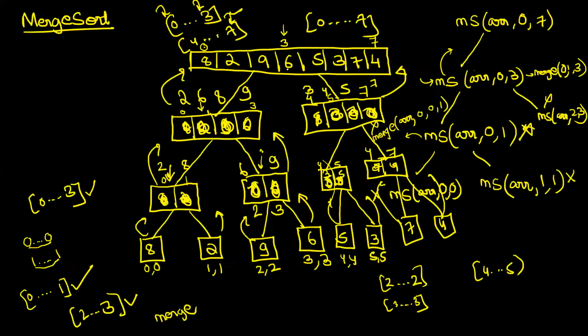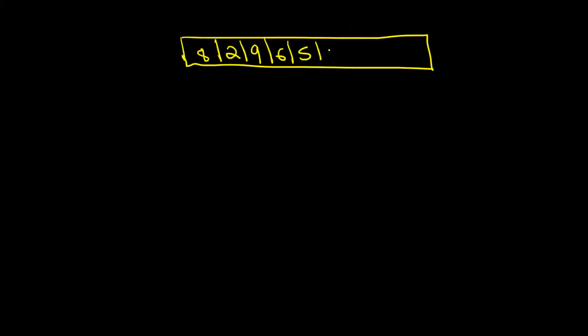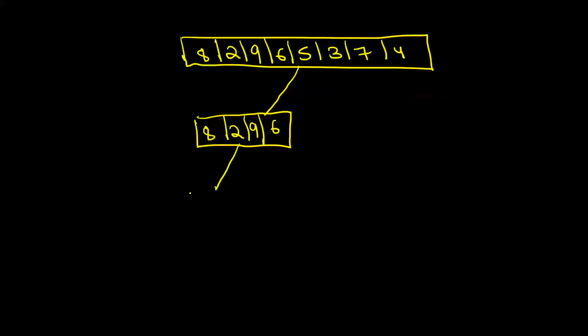Just one sec. 8296, 5374, right? So you break it up, big problem. I break it up into a smaller problem. Can you sort the left part? That is 8296. I again break it up into a smaller problem. Can you sort the left part, which is 8 and 2? I again break it up.